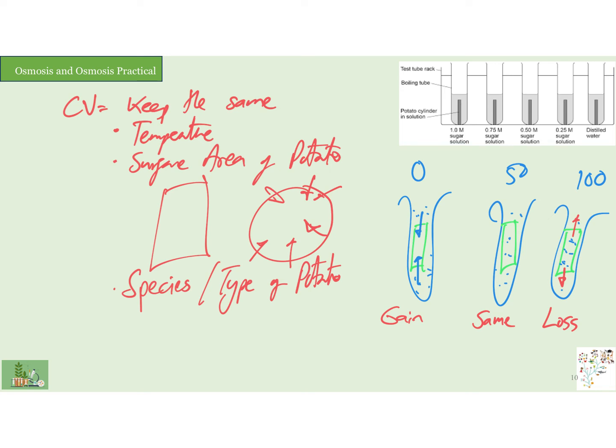So what you actually end up seeing is a graph that looks a bit like this. If this graph is concentration of solution on the x-axis and percentage change on the y-axis, you actually see a graph that looks like this. And this value here is very important. This value is where the water concentration in the potato is equal to the water concentration of the solution, which is why there is no net change.